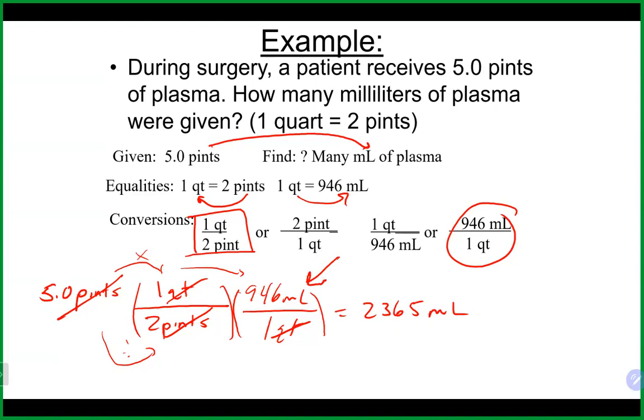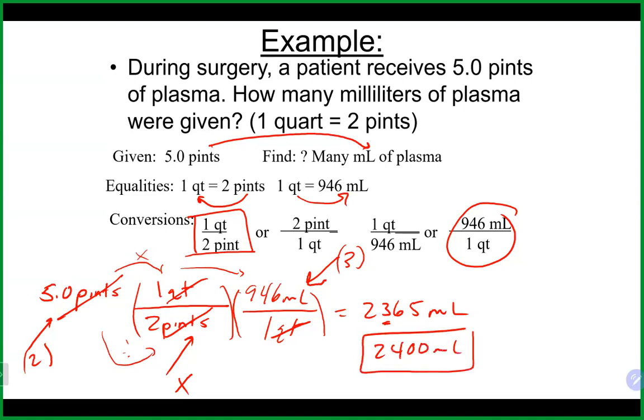Now, in terms of significant figures, should I look at this one? I should look at this one, right? That's a metric to English conversion, which has 3. This one I don't need to worry about, right? It's an exact number. And this one has 2, right? Which means my sig fig should end up at 2, which would give me something like 2400 milliliters. Or remember as well, if you want to, you could do a little scientific notation. So that's another option.